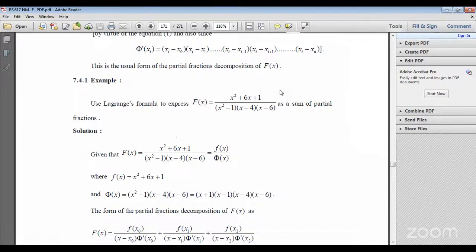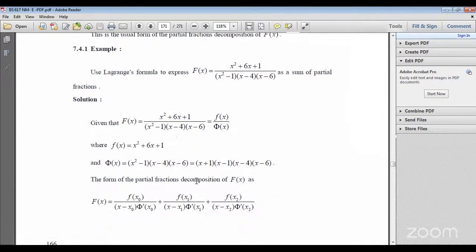Then use Lagrange's formula to express x square plus 6x plus 1 over x square minus 1, x minus 4, x minus 6 as a sum of partial fractions. So f of x by phi of x is x square plus 6x plus 1 over x square minus 1, x minus 4, x minus 6, that is x plus 1, x minus 1, x minus 4, x minus 6. So we are taking these values in the denominator, and that is where the simplification of this value comes.